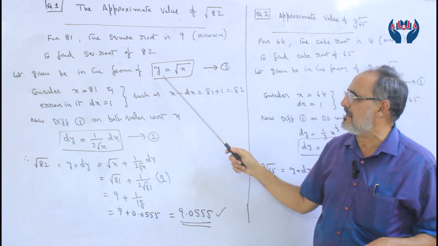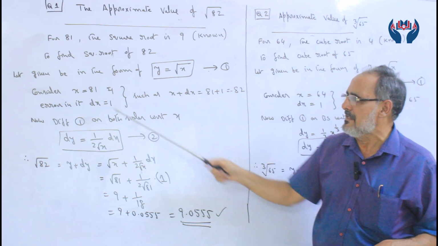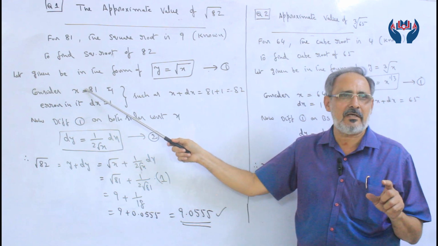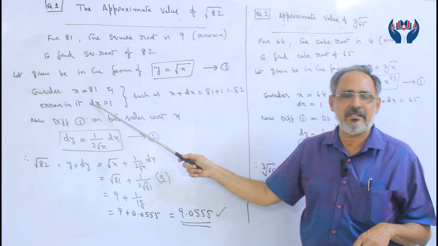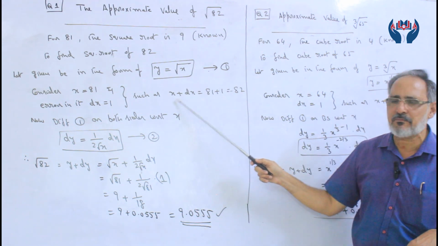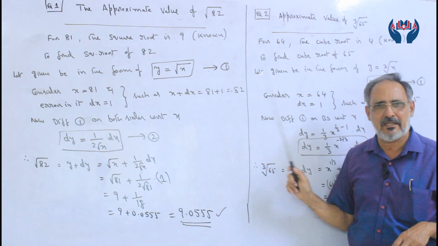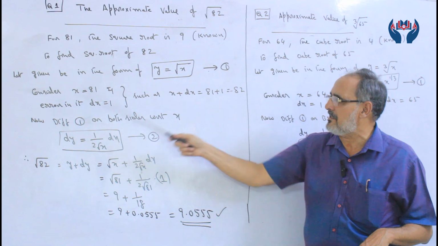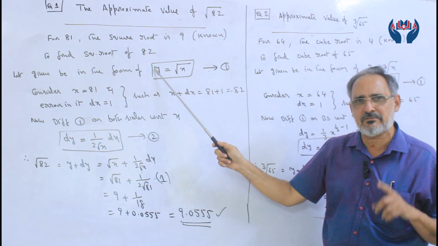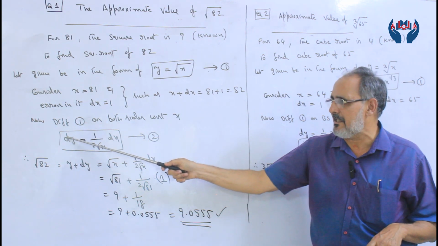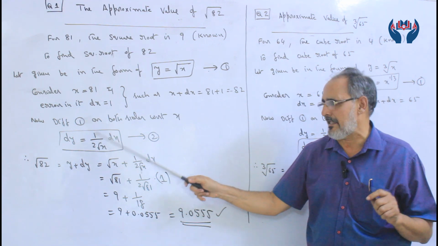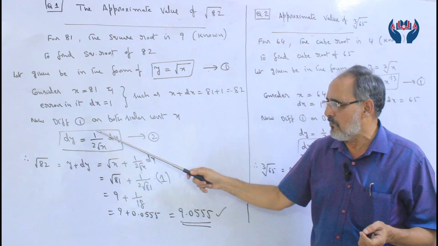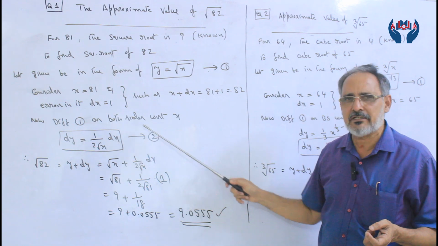To find the square root of 82, let us see what form it has. It is in the form of y equals root x, where you can take the known figure x as 81 and the extra dx as 1, such that x plus dx equals 81 plus 1, 82. Now differentiate equation 1 on both sides with respect to x: dy by dx equals 1 by 2 root x, since the derivative of root x is 1 by 2 root x. So dy equals 1 by 2 root x dx.